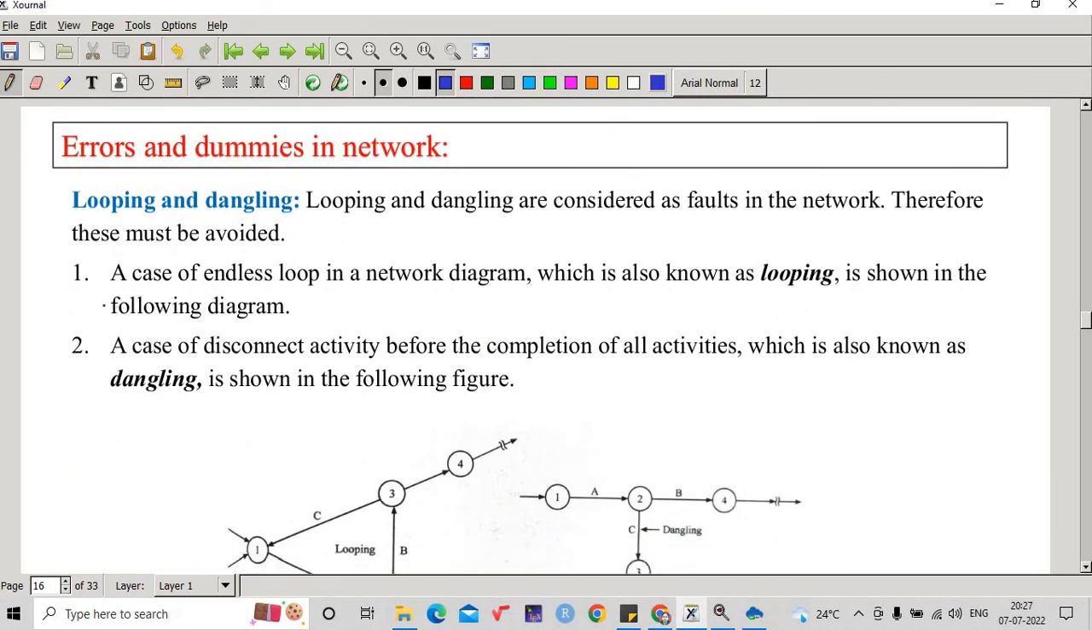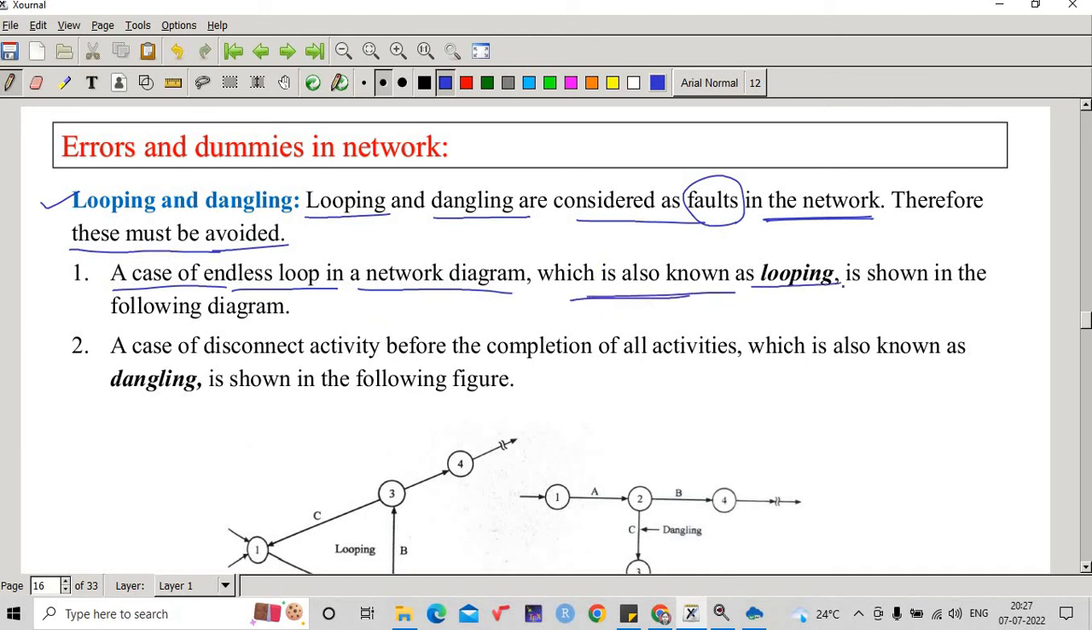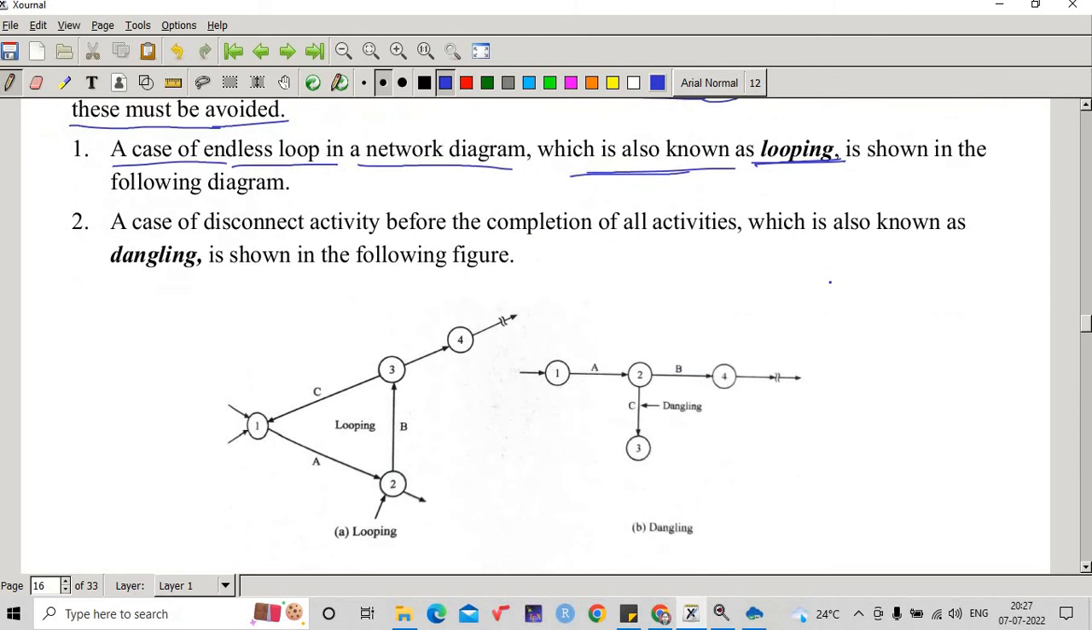Alright, then come to the next part, looping and dangling. Looping and dangling are two important concepts in networking analysis, and these are considered faults in the network. Therefore these faults must be avoided. Now what are looping and dangling? Let us try to understand. A case of an endless loop in a network will not give you the facility to proceed further. So such a network diagram is called looping. Let us try to understand this in terms of a figure.